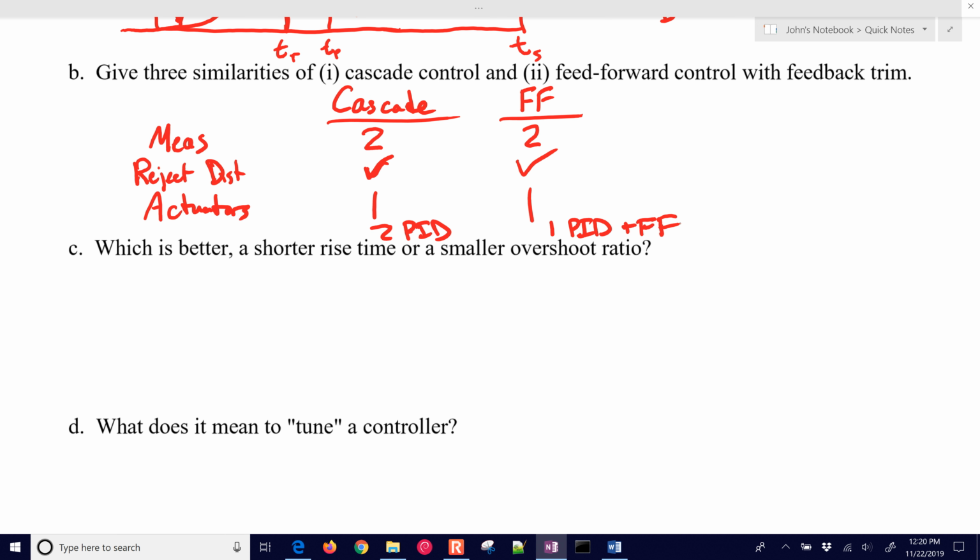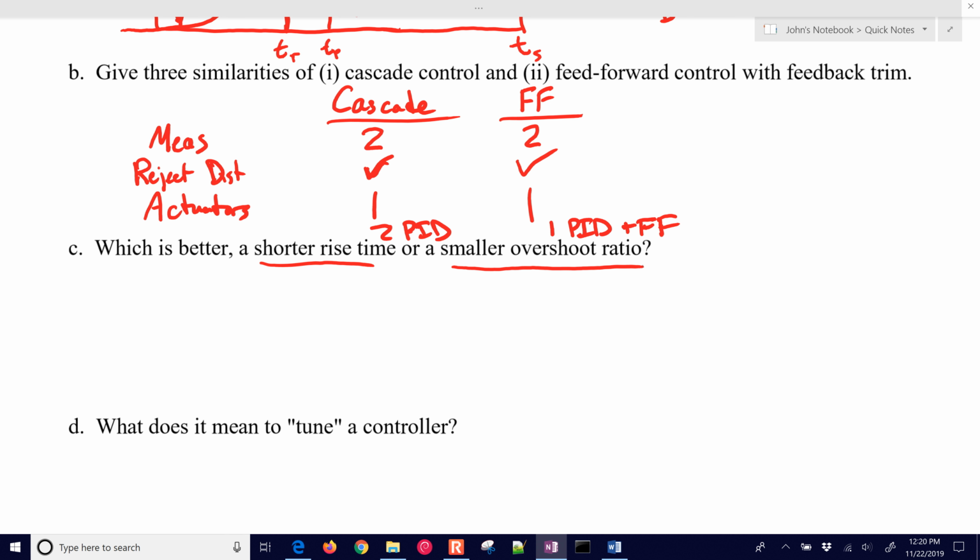Alright, let's go on to the next one, which is: which is better, a shorter rise time or a smaller overshoot ratio? Now in this one there's no right answer. I'm just getting you to think about and discuss some of the trade-offs between the two. You might throw out some examples as well. So for example, a shorter rise time might be better for an automatic braking system, where you really favor the response time versus any kind of overshoot in terms of braking too hard.